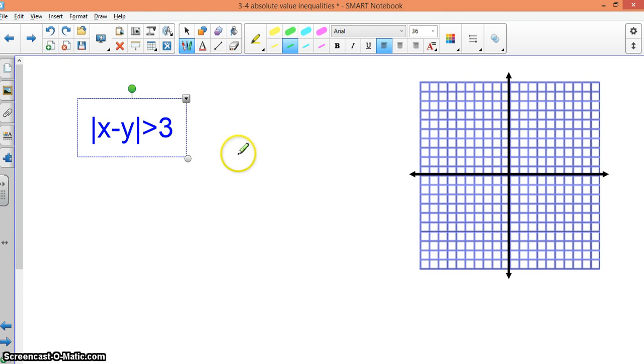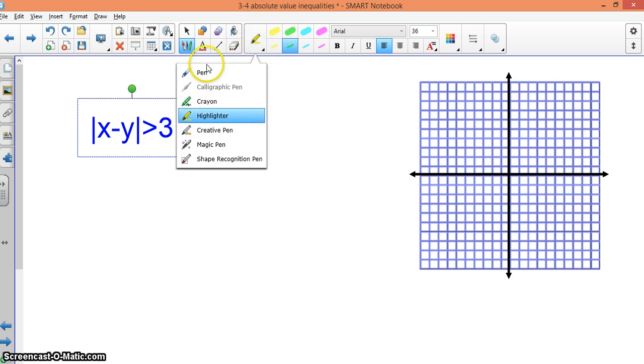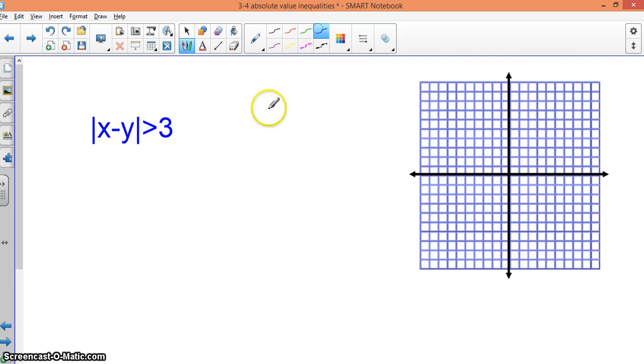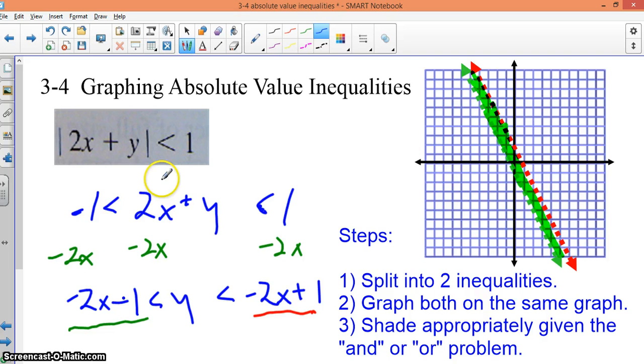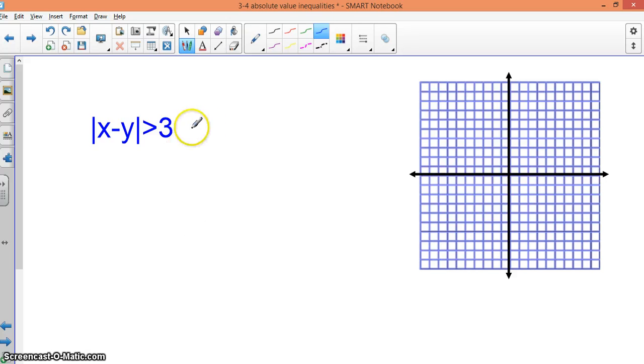Okay? Well, you switch it into 2. Okay, let me switch to a normal looking pen. So you switch into 2. This was, even though it doesn't say it, this is really an and problem, like what we did today, because y has got to be less than the red and it's got to be greater than the green.